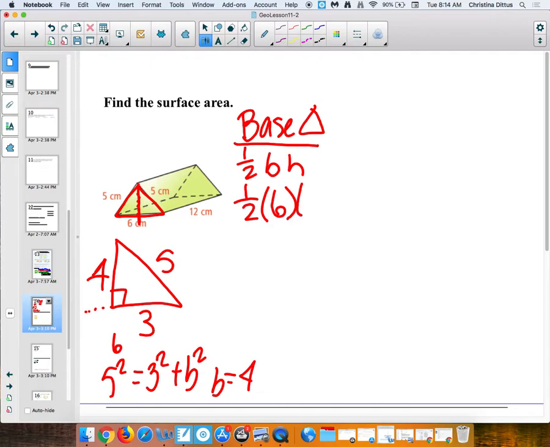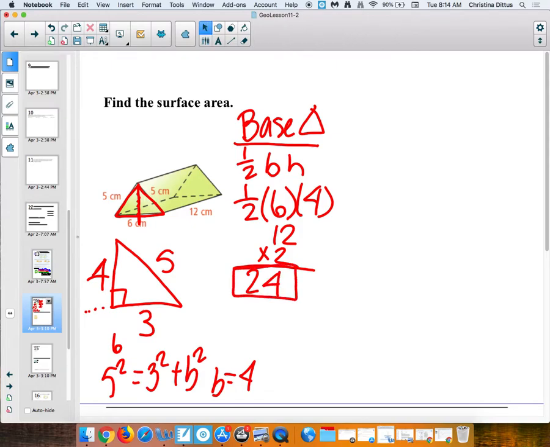Anywho, so my height is 4, so half of 6 is 3, 3 times 4 is 12, and then how many triangle bases do I have? 2. So the total area of my bases is 24. Okay.